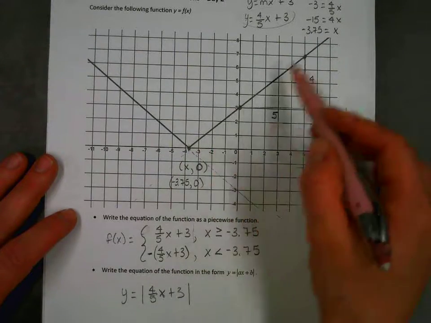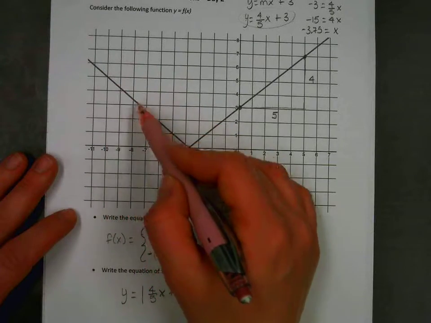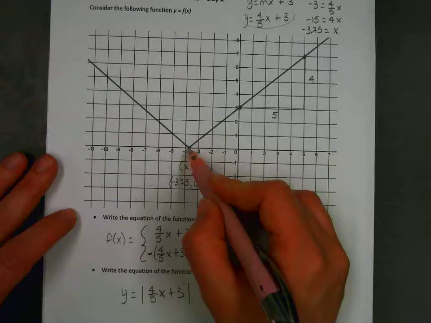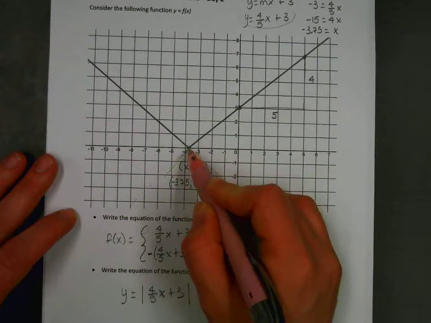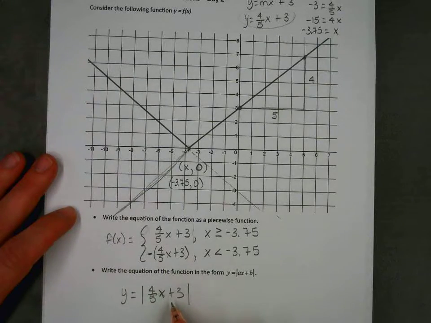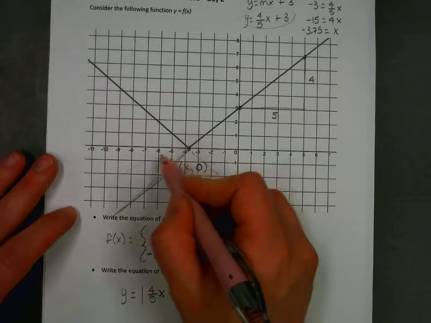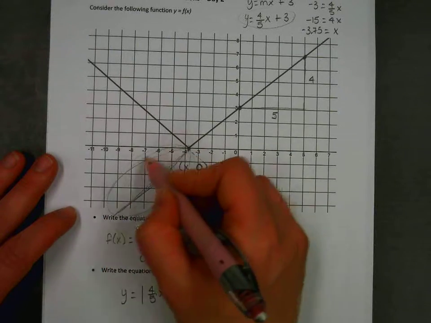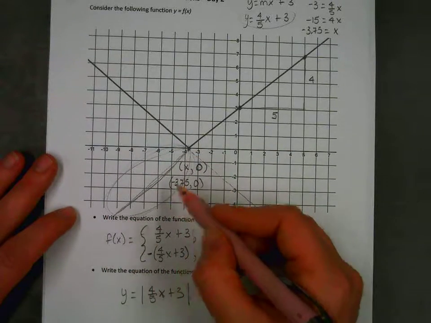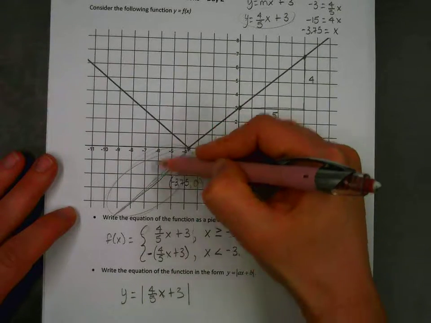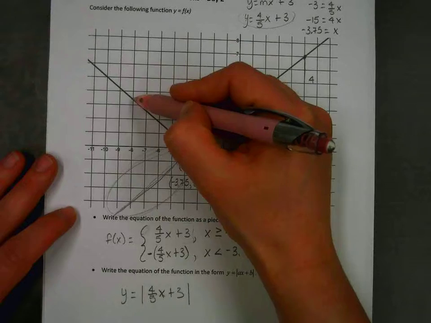So if you think about this original line of y equals 4/5 x plus 3, technically all of these output values, these y values, when I take the absolute value of that, are going to be positive values. So all of these y values are now positive. Therefore, this would be the equation as an absolute value function.